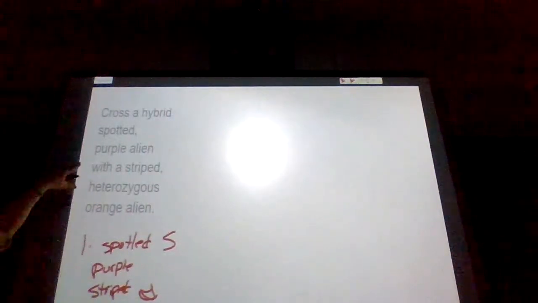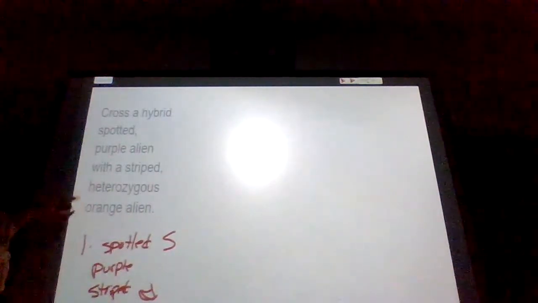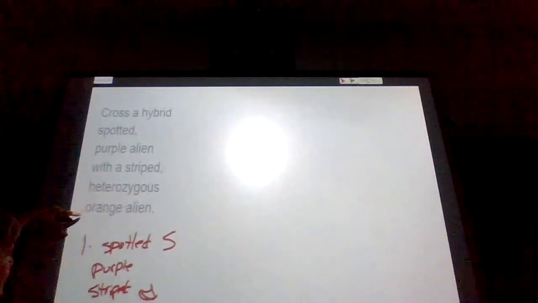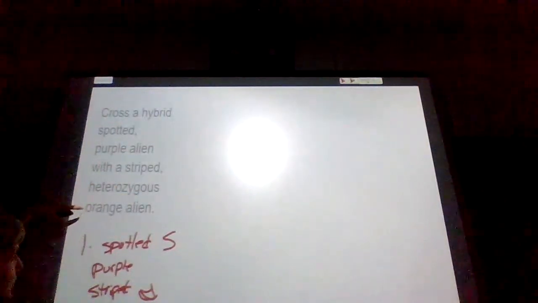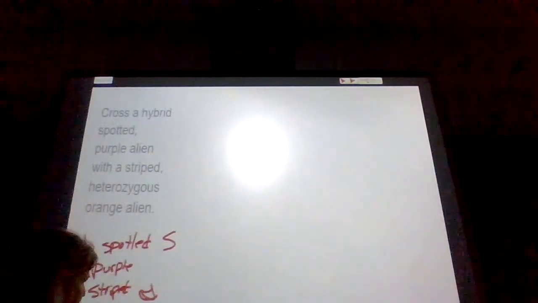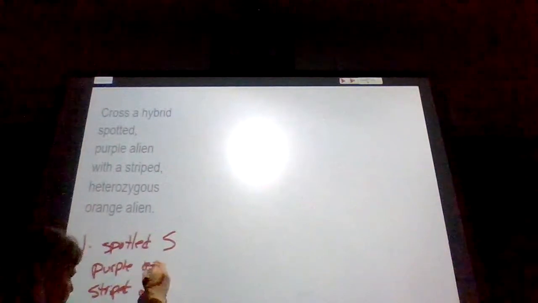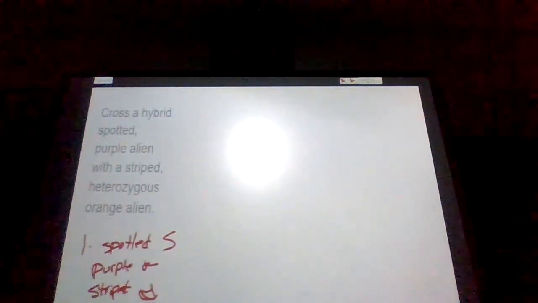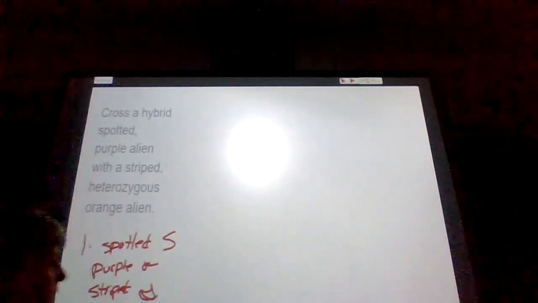Okay, we've got purple and we've got orange. Again, the same deal. I've got a heterozygous orange. And in order for it to be orange, I know I have to have a dominant allele in there. So my dominant allele is going to be big O. My purple is going to be the little o. Okay? Step number 2.